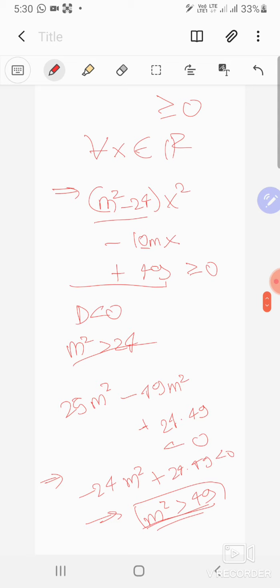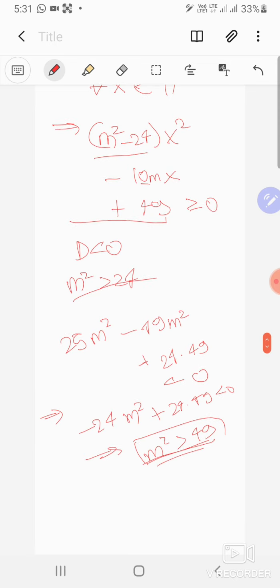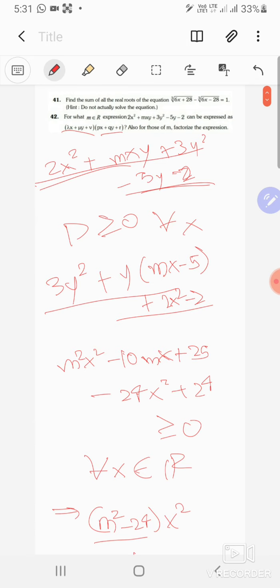Greater than or equal to 0 for all x, and that means the discriminant has to be less than 0, and this has to be greater than 0. So m squared is greater than 24. That's correct. And then you've got b squared, but take out the 2 from that. So 5 squared is 25 minus 4ac, so minus 4 is gone. Just have minus ac, which is minus 49 m squared plus 24 into 49 has to be less than 0. So that makes sense. You just got minus 24 over there. So m squared has to be greater than 49. Yes, that's fine.